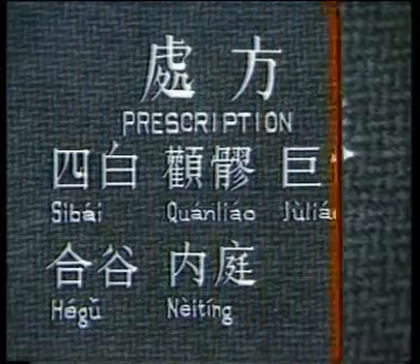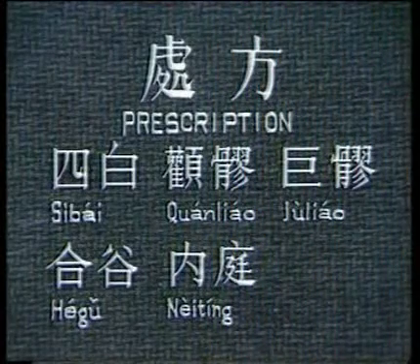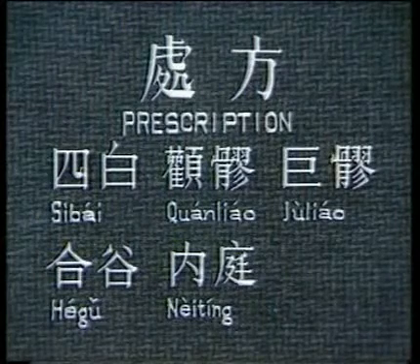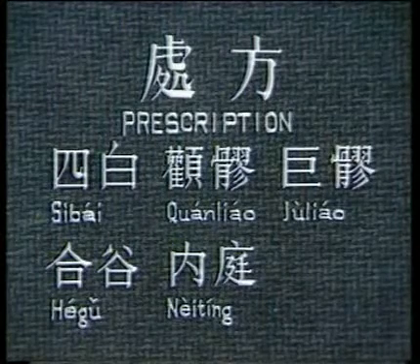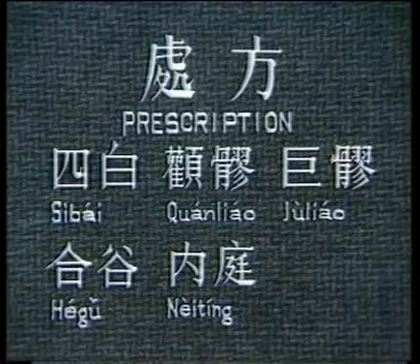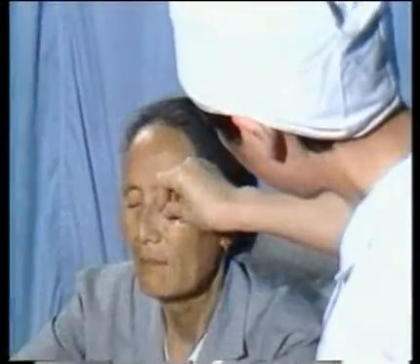For treatment, the points Si Bai, stomach 2, Quan Liao, small intestine 18, Ju Liao, stomach 3, Hegu, large intestine 4, and Neiting, stomach 44, on the affected side, are needled with a twirling and reducing method to dispel the wind and cold, and to remove obstructions in the Yangming meridian.